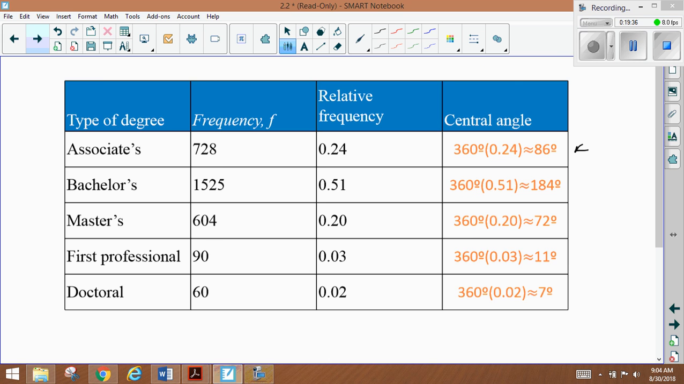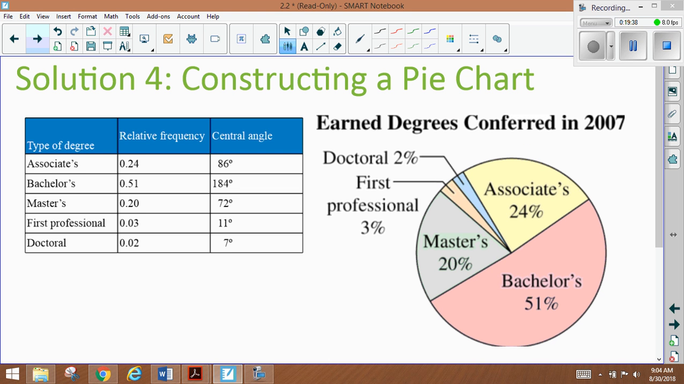All right, let's see what it looks like. Drum roll, please. There it is. Beautiful. Let's talk about it. We're looking at percentage of the circle. First, let's look at bachelor's degree. That is 184 degrees, and 180 degrees would be half of the circle. So you can eyeball it and say, okay, it's a little more than half, or you could use a protractor and get it perfect.